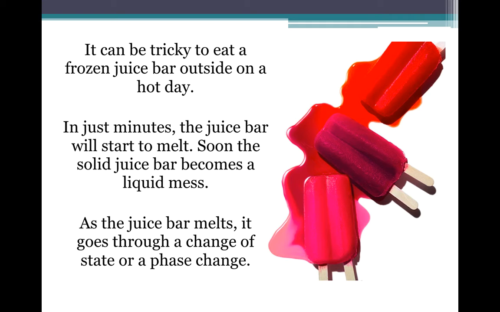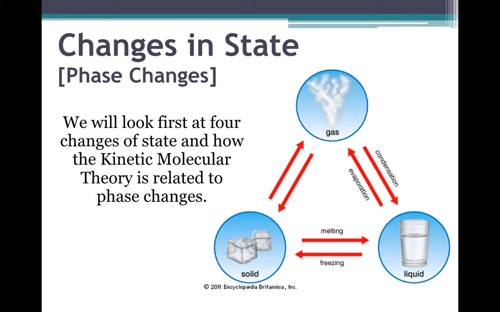As the juice bar melts, it goes through a change of state, or what we call a phase change. A phase change is when a substance goes from a solid to a liquid, or liquid to gas, or vice versa. There are 4 main phase changes, but 2 additional, less common ones that we will also explore. Let's take a closer look at the type of phase changes and how the kinetic molecular theory is related to phase changes.